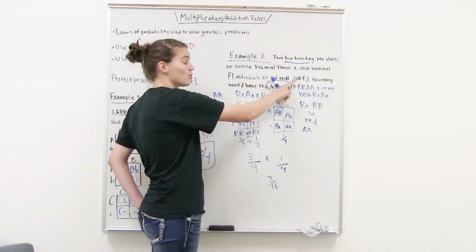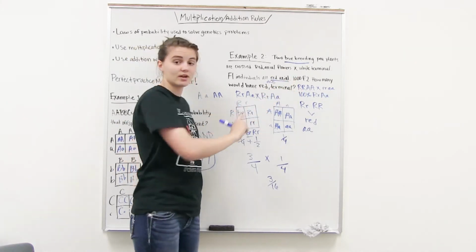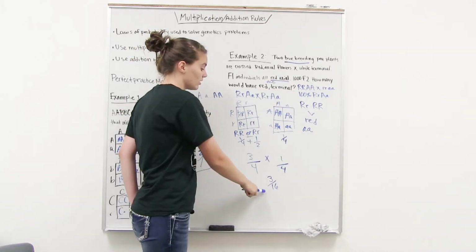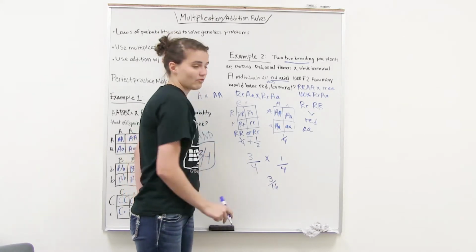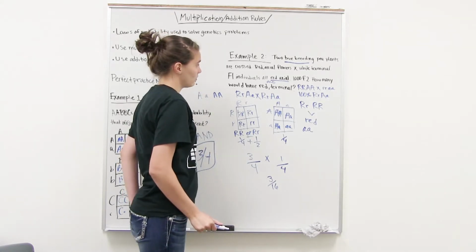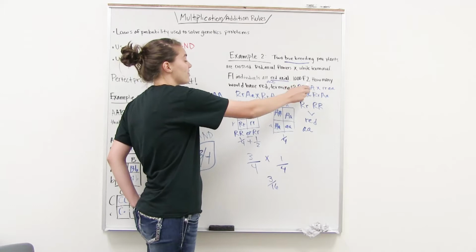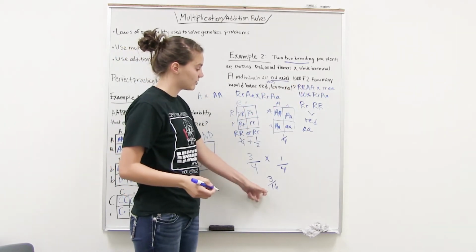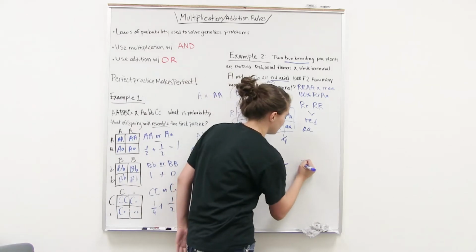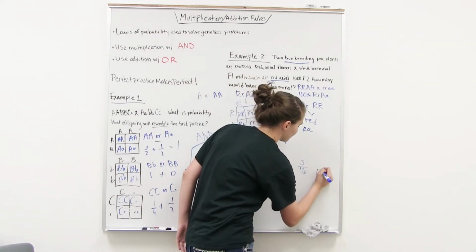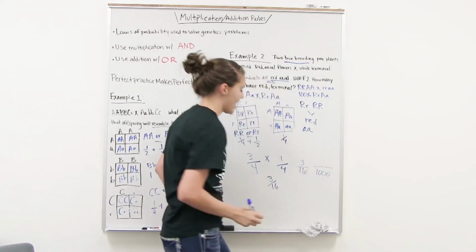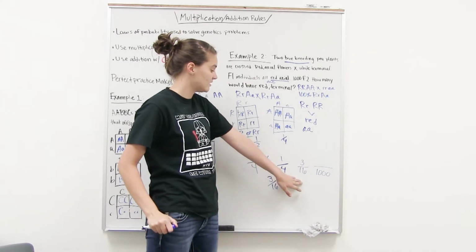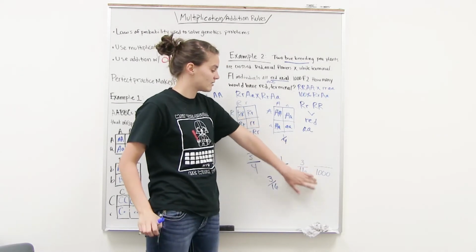Now, is that our final answer? No. Look back at the question. Always make sure you read the question carefully, because a lot of students will, if it's a write-on, just write this and only get partial credit because they didn't answer the full question. The question asks, out of 1,000, how many would have red and terminal? So now we need to apply this number to 1,000. So we can just set up a really easy proportion. If we have 3 out of 16, we have 1,000 total. How many out of 1,000 will have it?